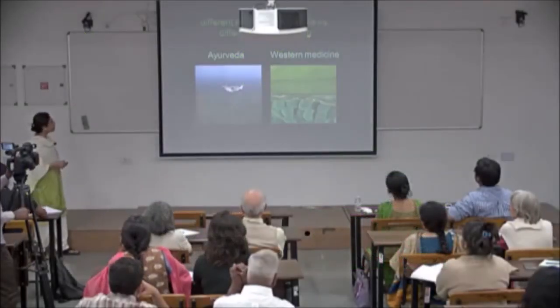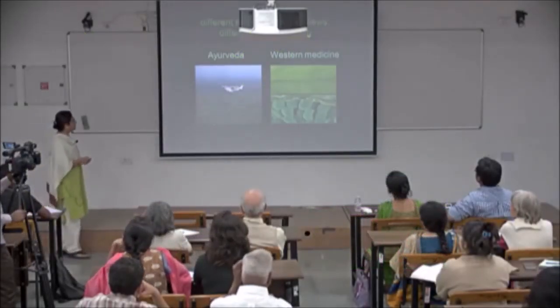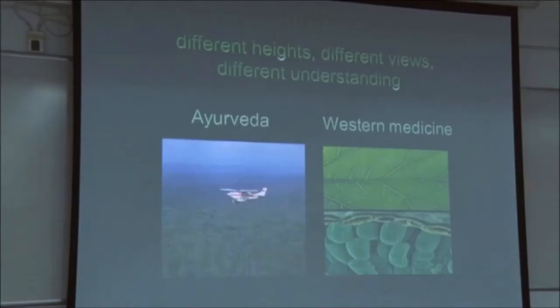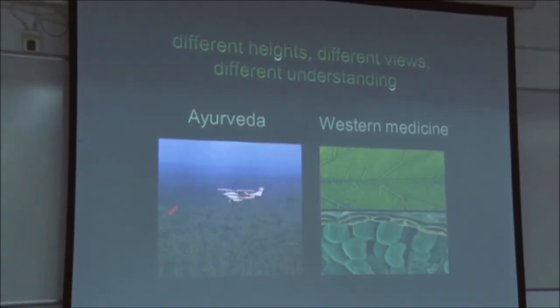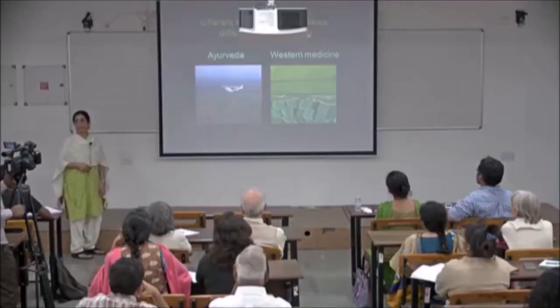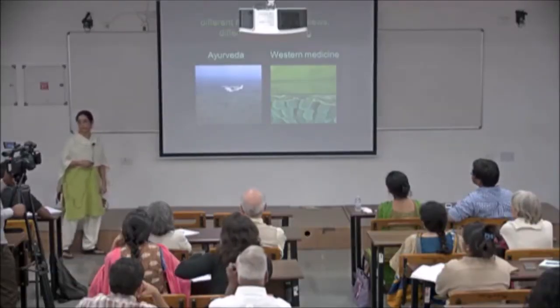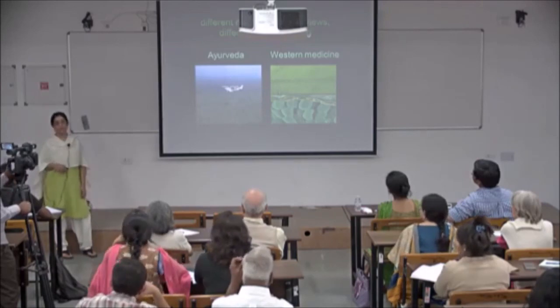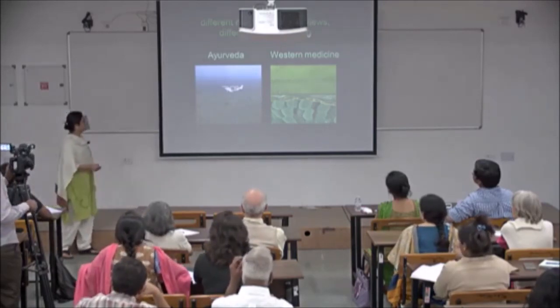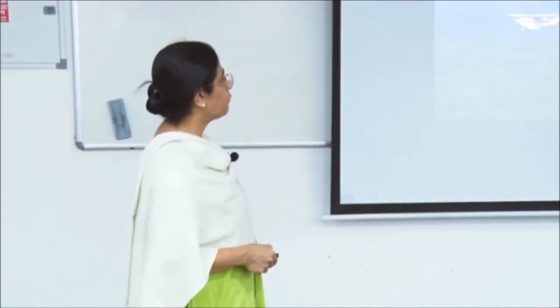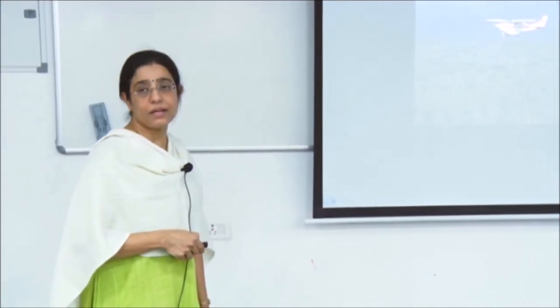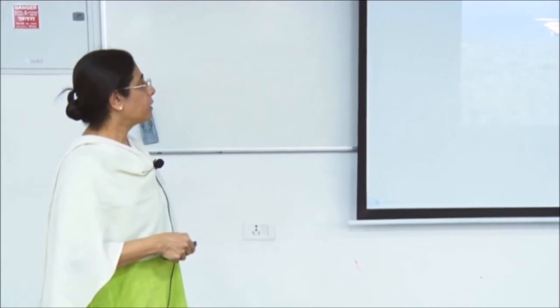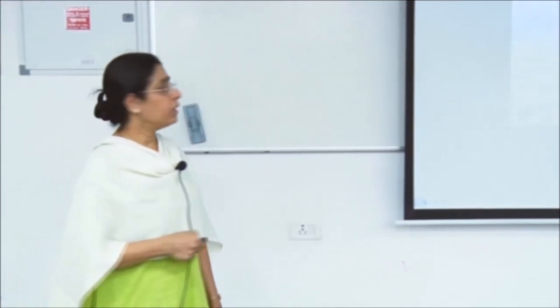So this shows the landscape of a forest. Taken from this height, you get to see the entire landscape in its entirety. You don't get information on nuanced details. Now this is a microscopic structure of a leaf in one of the trees here. So here you see details, but you don't get the entire picture. Here you get the entire picture, you don't get to see the details.